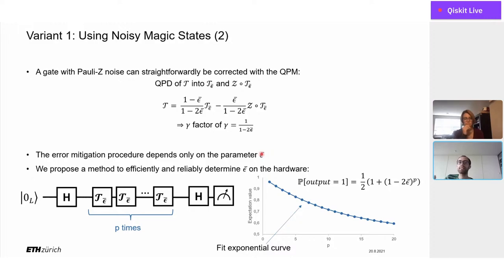And in fact, this infidelity of the noisy magic state can be measured in a very simple manner that might be a little bit reminiscent of what you see, for example, in randomized benchmarking.